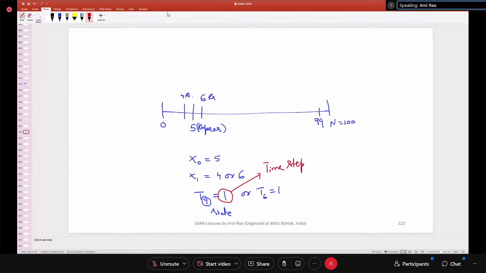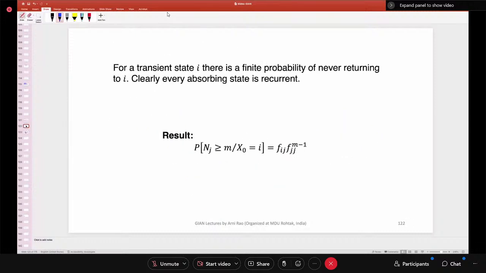So we'll also see examples as we progress for the recurrent. All the states here are recurrent, and 0 and n are known as absorbing states. Absorbing, game is over. So 0 is absorbing, similarly n. Every absorbing state is recurrent. That means this absorbing state is recurrent, and that's what I explained here.